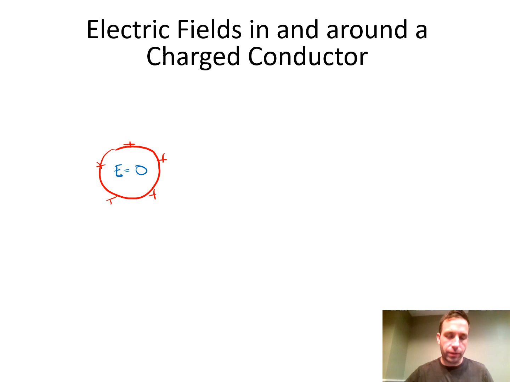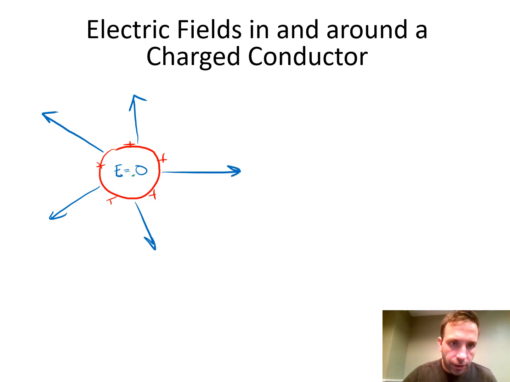Everywhere outside of the conductor, we can act as if all that charge were concentrated at the center, and it's the same as if it were a point charge. So the electric field would look like this around this conductor. Now, I didn't do such a good job because one of the rules is the electric field lines must leave a conductor perpendicular to the surface of that conductor. So let me fix that a little bit.